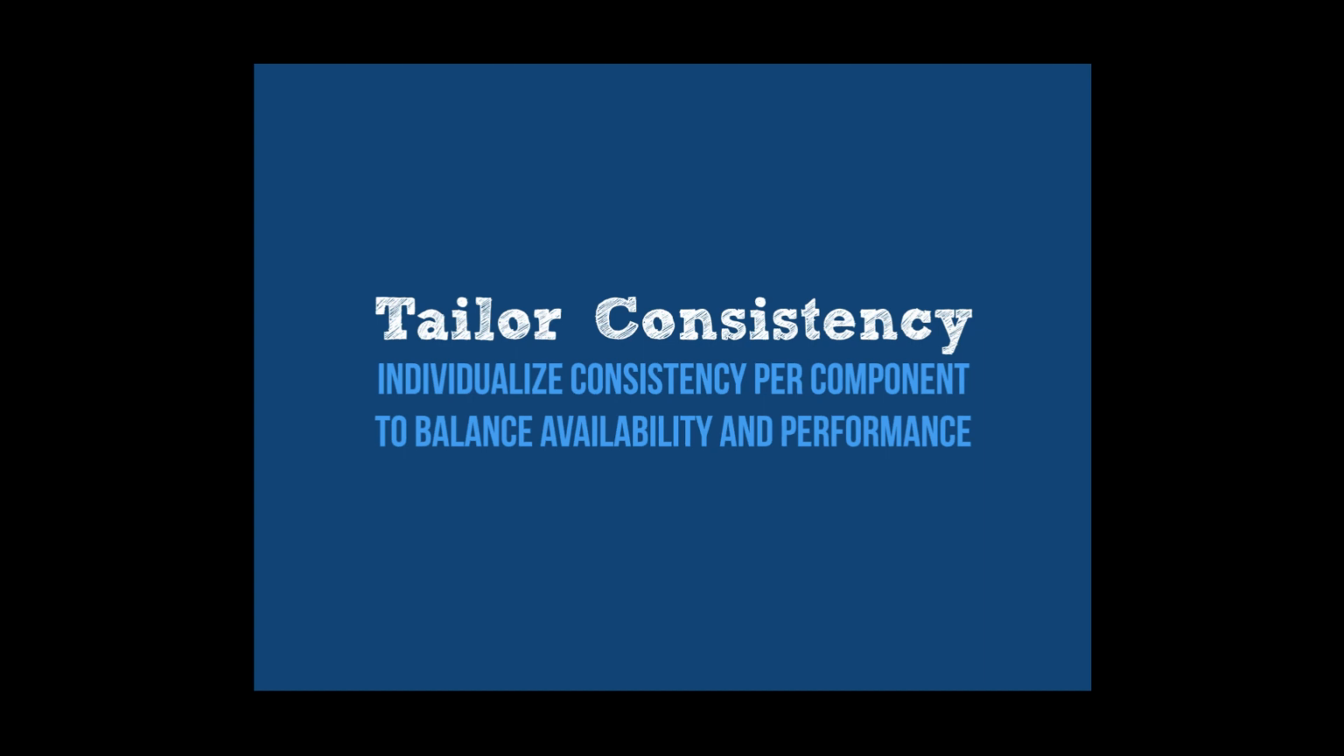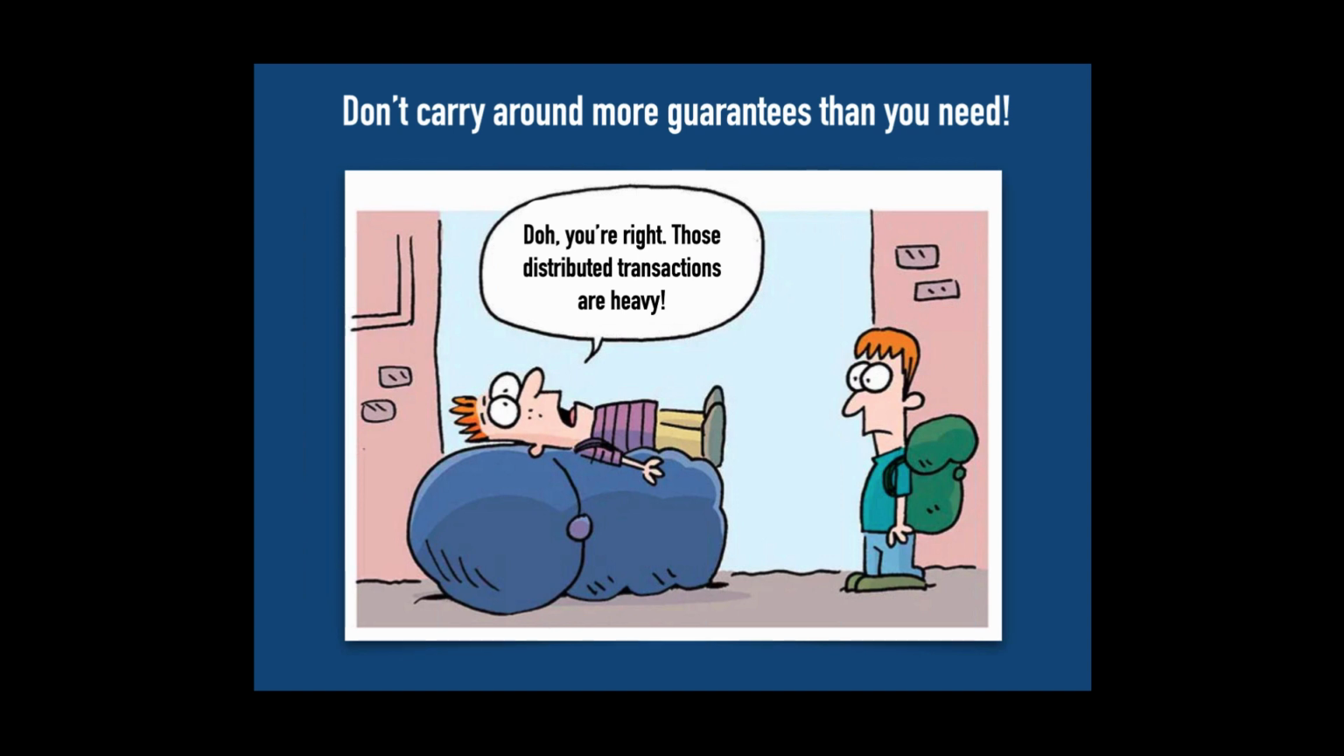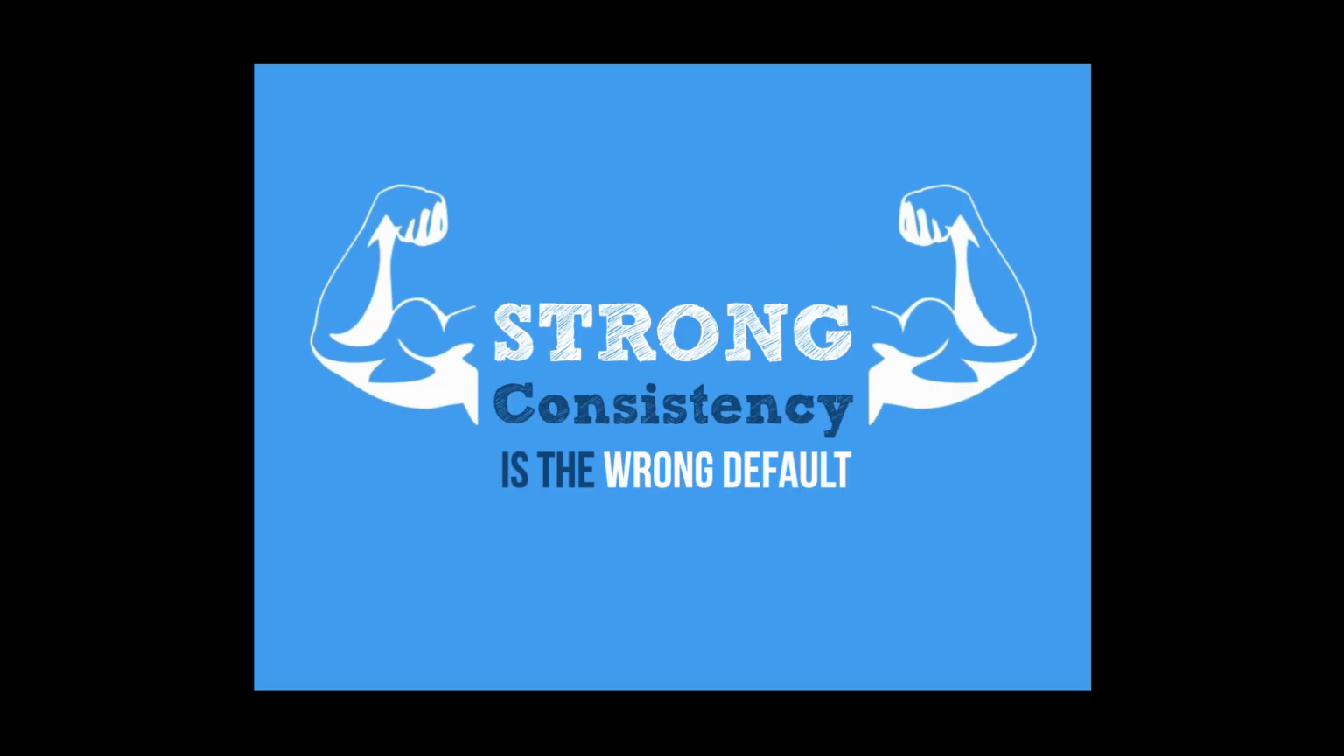The next principle is tailored consistency: individualized consistency per component to balance availability and performance. It's extremely important that we don't carry around more guarantees than we actually need, because every guarantee has a cost. Every guarantee you have to pay the price for. So it's often better to start with as few guarantees as possible, and then add guarantees as we need them, instead of just out of habit using, for example, strong consistency, because we're used to that.